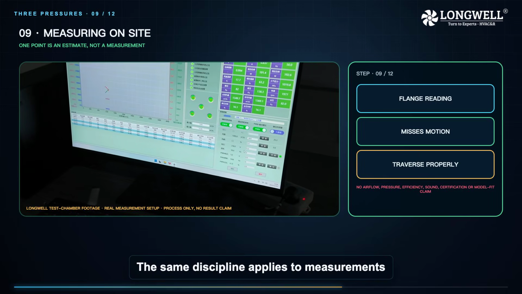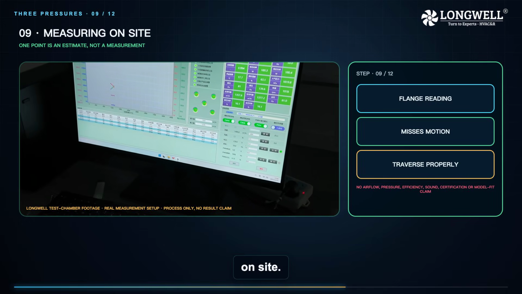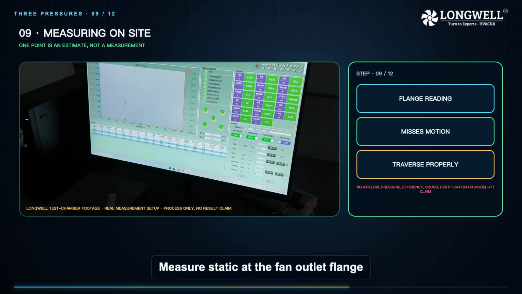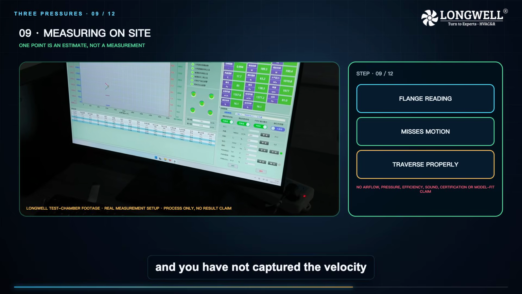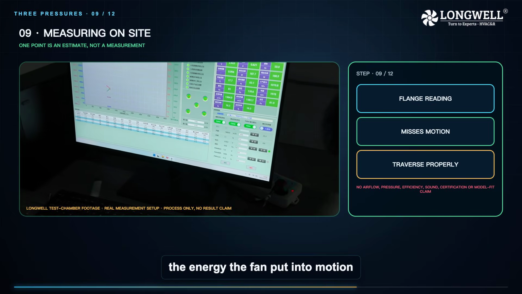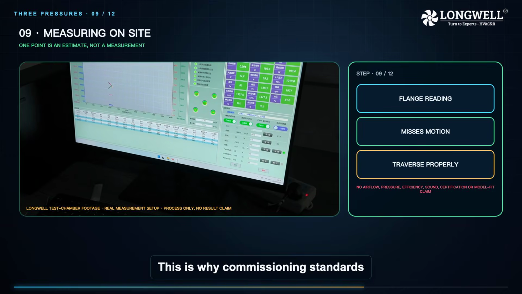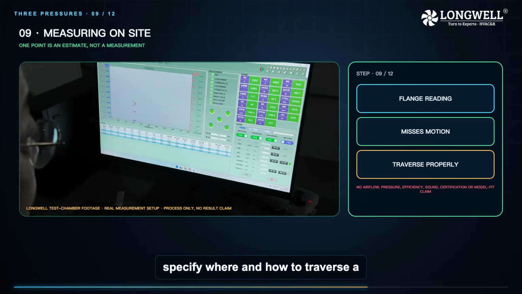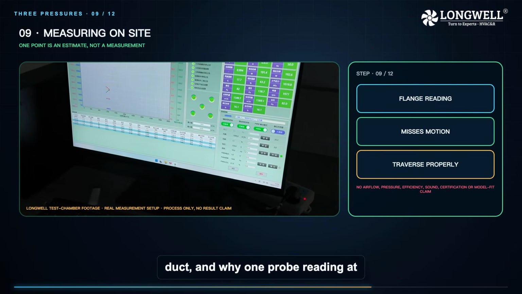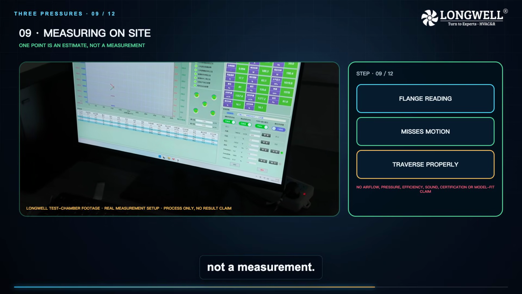The same discipline applies to measurements on site. Measure static at the fan outlet flange and you have not captured the velocity term racing past your tapping. The energy the fan put into motion is invisible to that reading. This is why commissioning standards specify where and how to traverse a duct, and why one probe reading at one point is an estimate, not a measurement.